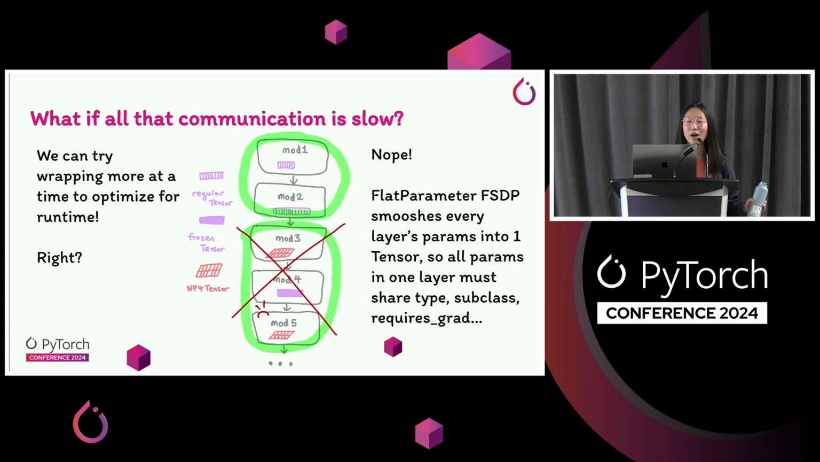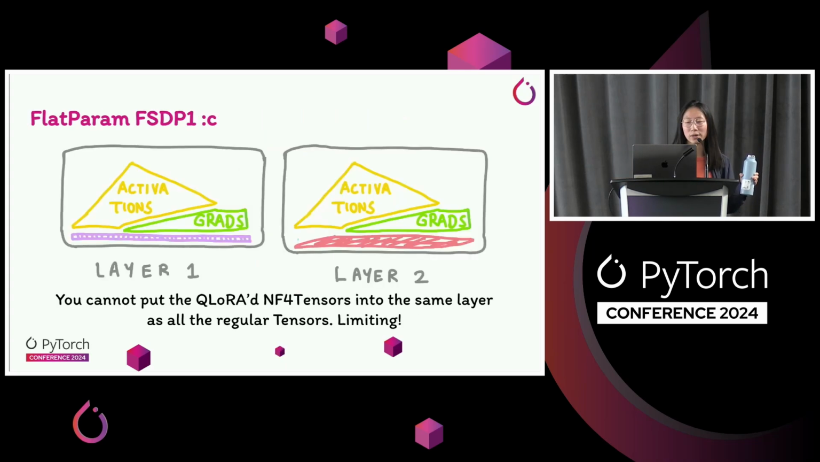Why not? The reason is because FSDP1 uses flat parameter, which takes all your parameters, all your tensors in one layer, and puts them as one tensor. And if they don't agree in type, or requires grad, or subclass, then it's going to complain. It's like, I can't be the same tensor as that guy over there. This is bad. This means that it's very limiting. You can't put the QLoRA NF4 tensors and your normal tensors into one wrapping.